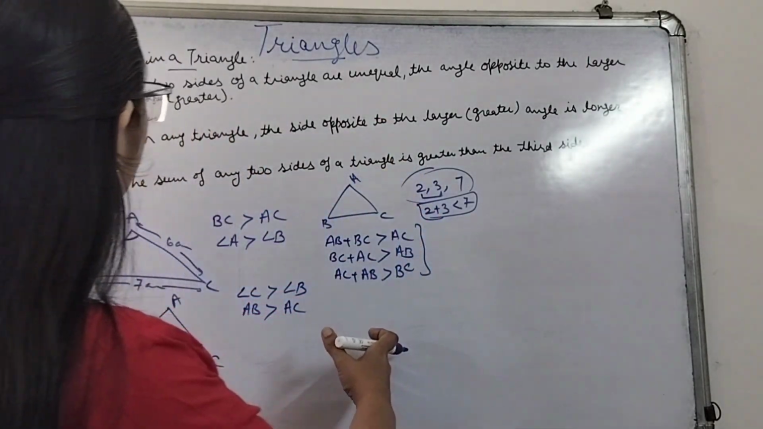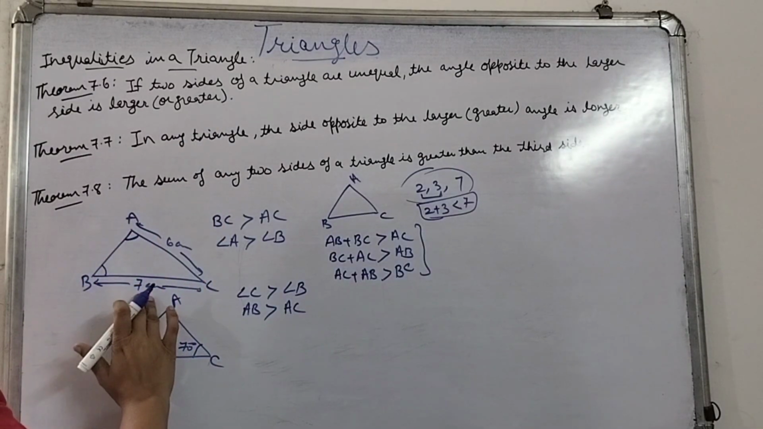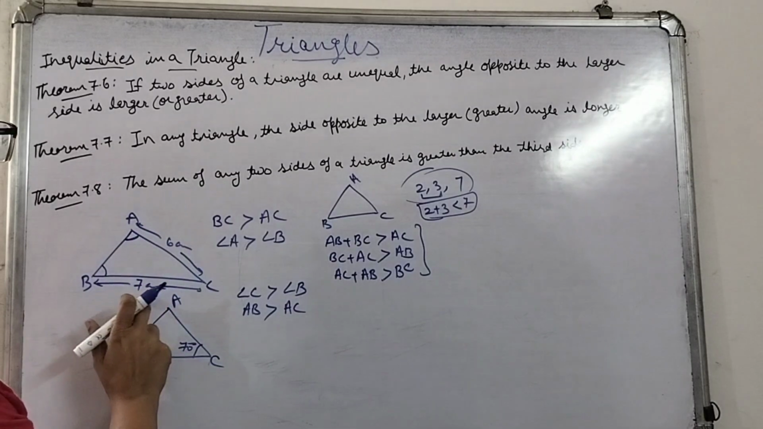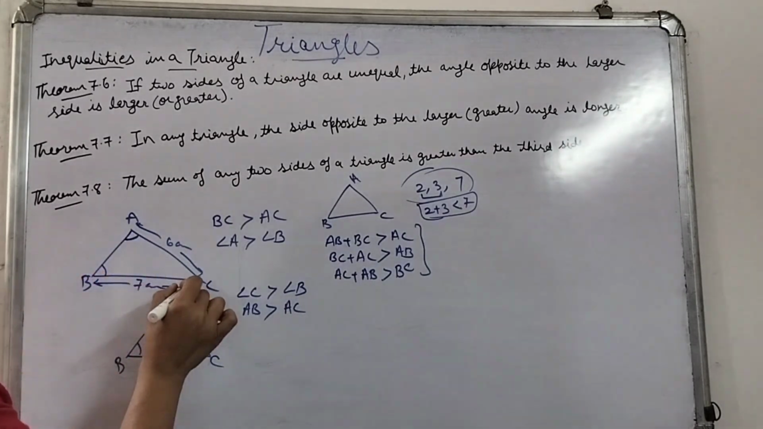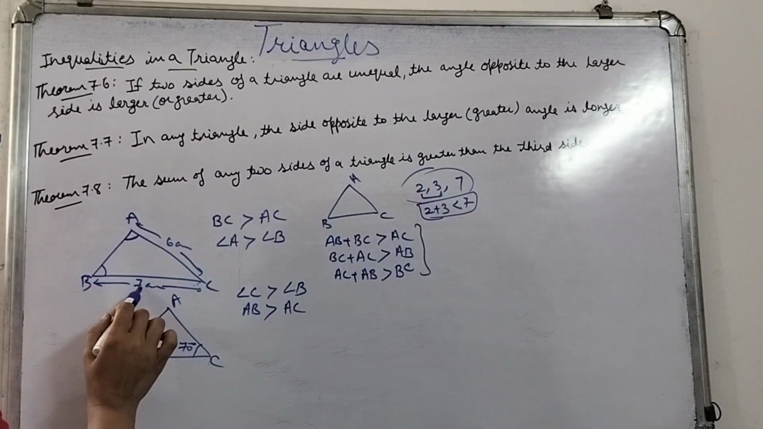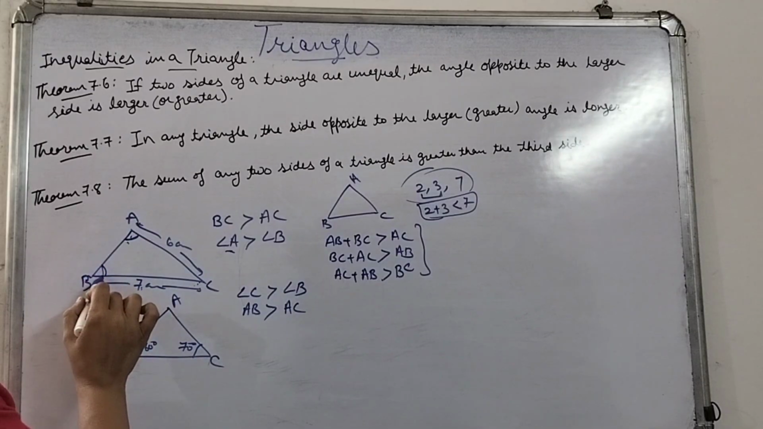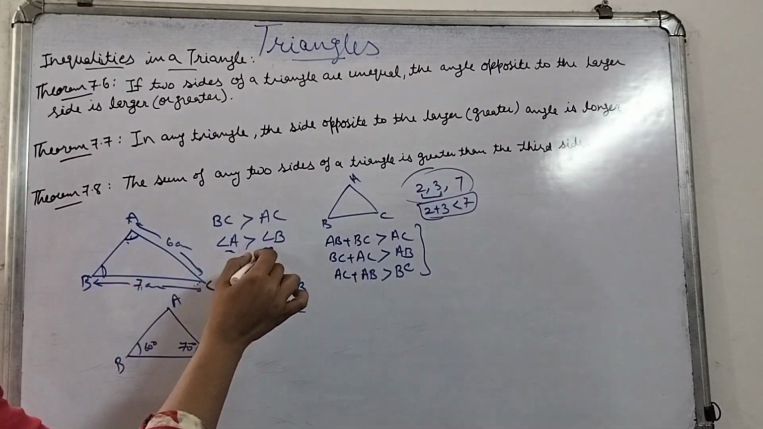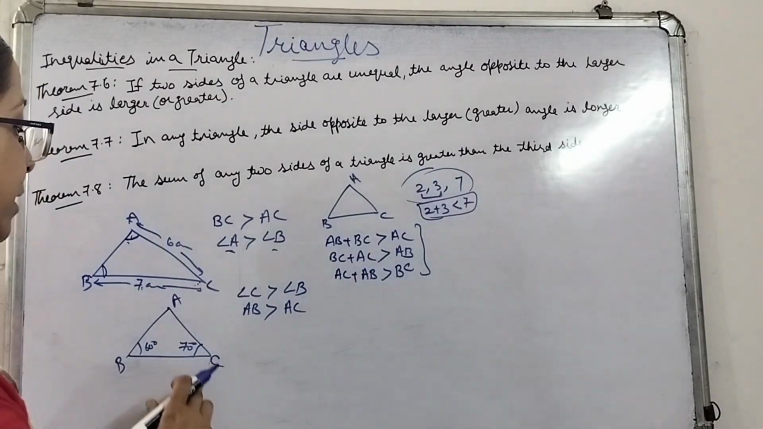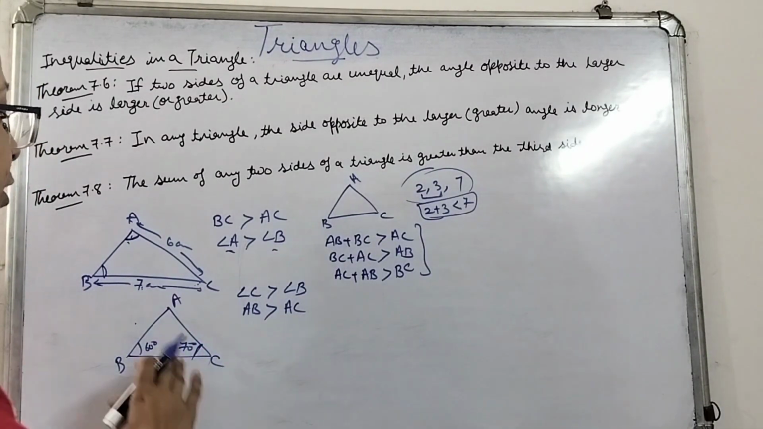Hope it is clear to you that if two sides of a triangle are unequal, one is lesser or one is greater, in that case the angle opposite to the greater side will be greater. This is the greater side over here in this triangle. So this is 7 centimeter. So the angle opposite to this 7 centimeter, that is angle A, will be greater than angle B, which is opposite to side AC. Similarly, if in a triangle two angles are given to you, then the side opposite to the greater angle will be greater or longer.